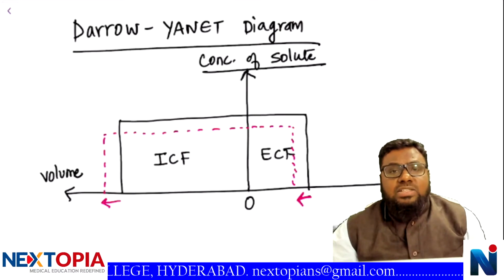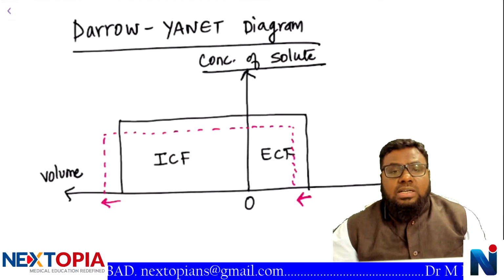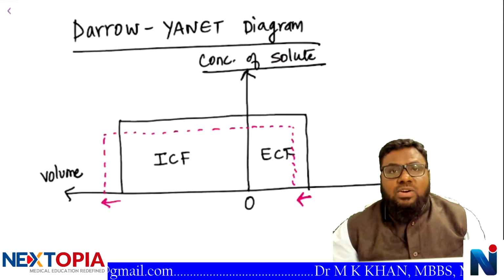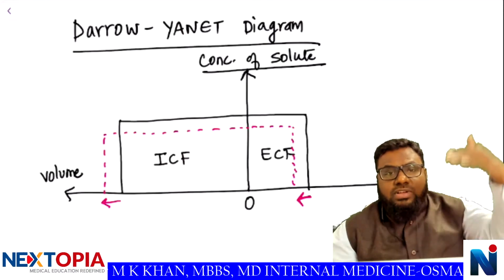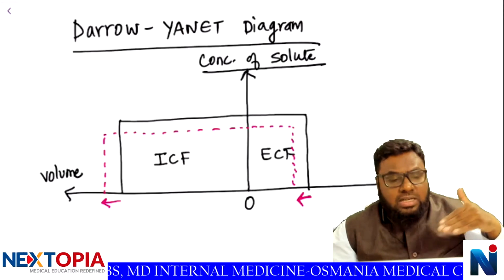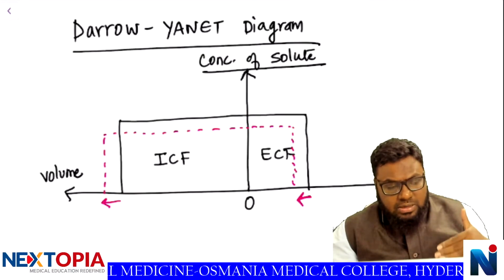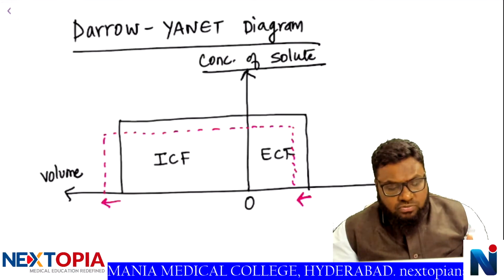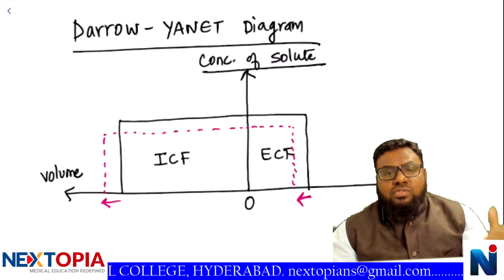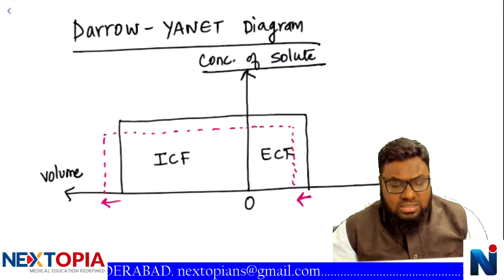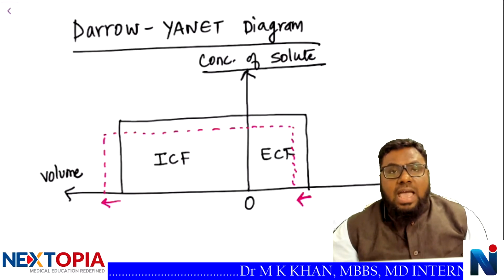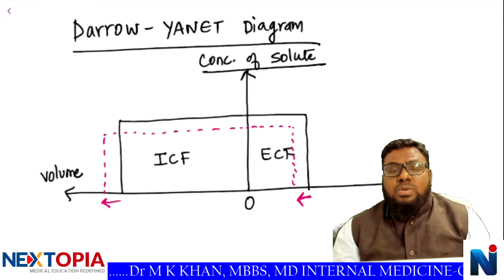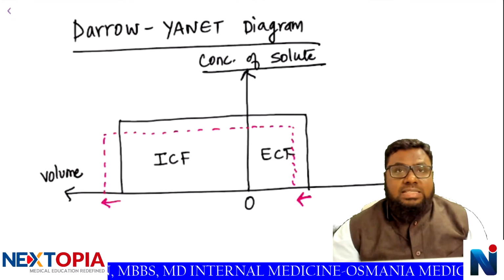If the concentration of the extracellular fluid increases, so what do you mean by that? The height of the compartment increases. If the concentration of extracellular fluid increases, the cells lose water and they shrink. And if the ECF osmolality decreases, the cell gains water.